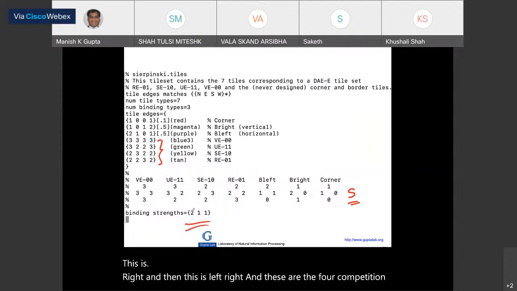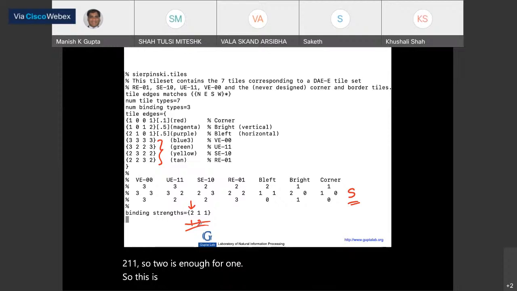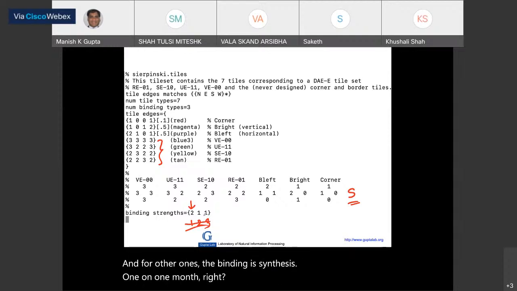The binding strength. You see here, note that we have written 2 1 1. So 2 is enough for 1. So this is for 1, this is for 2, this is for 3. For 1 the binding strength is 2, and for the other ones the binding strength is 1 and 1, right? Let us simulate this and see what happens. Okay.